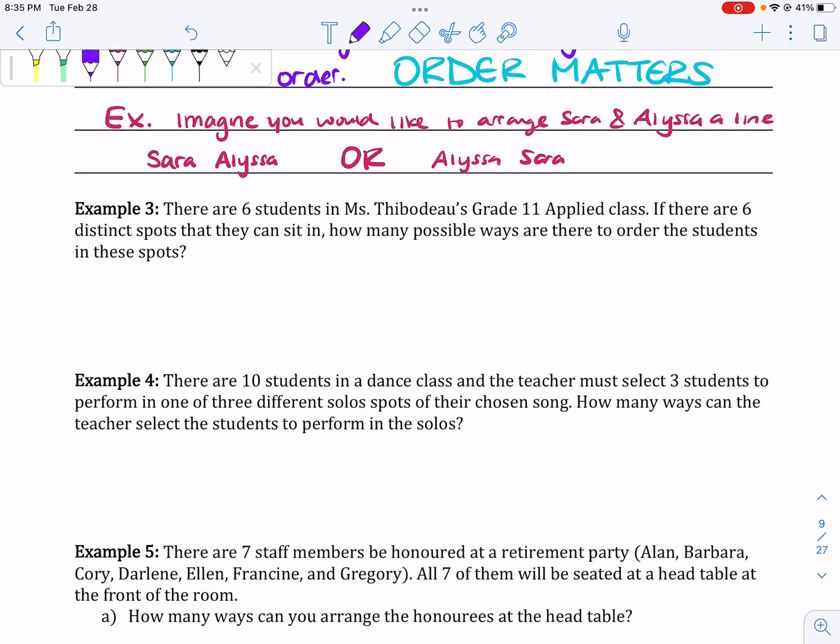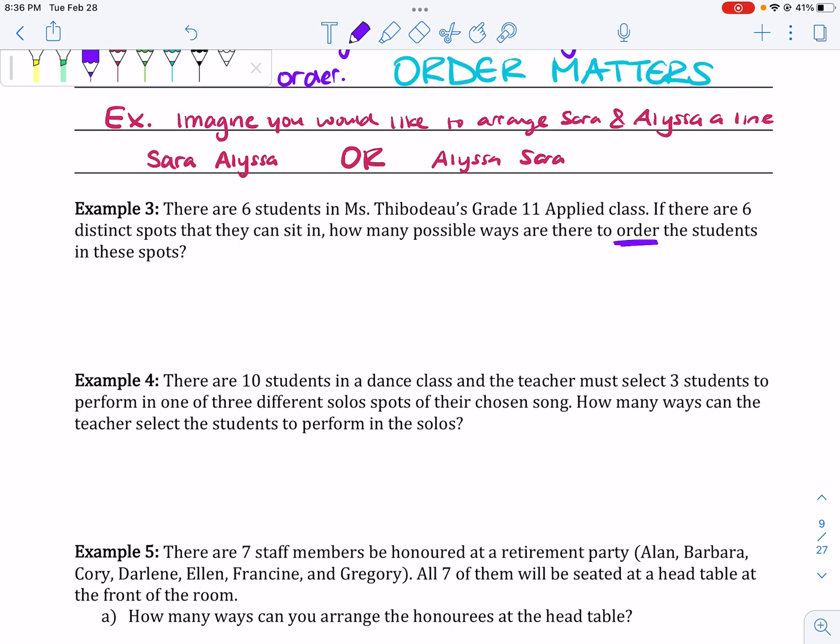So please imagine at one point that there are 6 students in Miss Thibodeau's grade 11 applied class. If there are 6 distinct spots they can sit in, how many possible ways are there to order the students in these spots? So the way that I know that this is a permutation, first and foremost, it asks me how many ways I can order the students in these spots. And as maybe we have recalled, the order matters, which implies a permutation. But I also know that I have 6 distinct spots, right? If I made you sit in different chairs around the room, you would notice a difference.